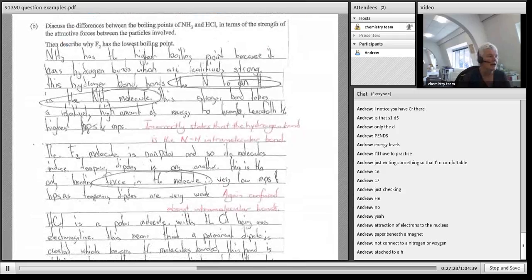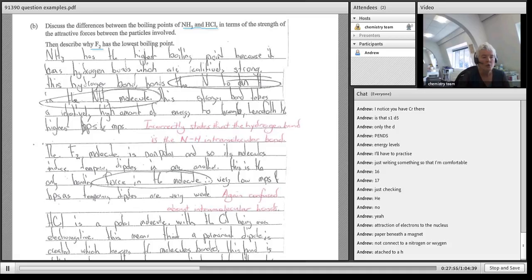Okay, now if you have a look at this one, it says discuss the differences between the boiling points of ammonia and hydrogen chloride in terms of the strength of the attractive forces between the particles involved. And then you have to describe fluorine. So you first have to compare the first 2, and then you compare with the fluorine. So try and see what you have to do first.